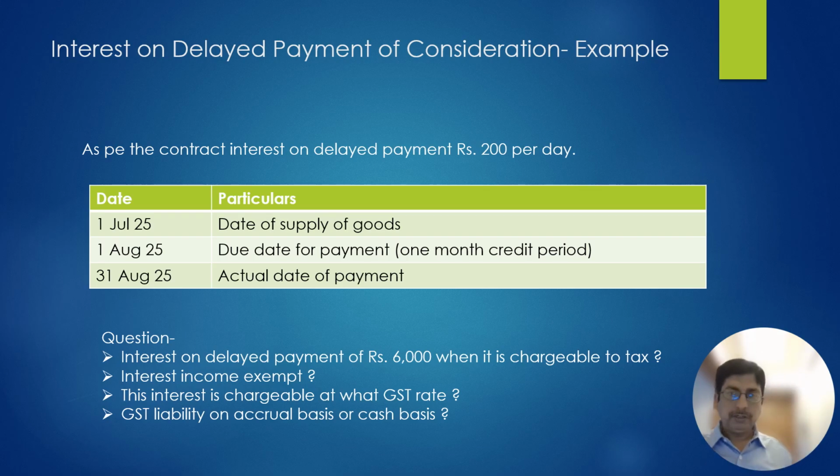So this interest does not have any independent existence. It is to be added as per section 15 subsection 2 in the price to arrive at the value for the purpose of GST. So the HSN and the GST rate of the principal supply will apply to this interest also. No separate existence.